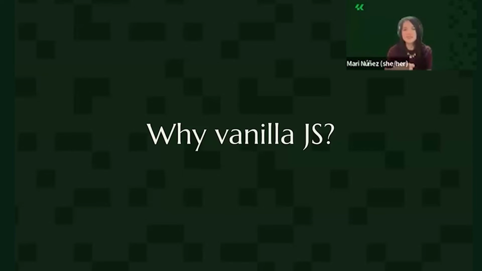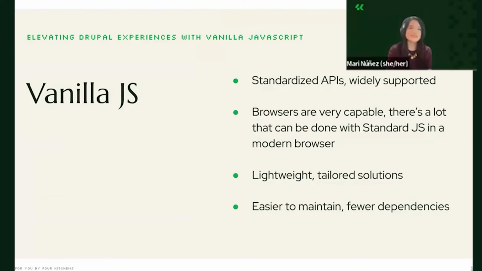So why choose vanilla JavaScript for enhancing our Drupal sites? First, it is built on standardized APIs that are widely supported across all modern browsers. This means we can rely on consistent behavior without worrying about heavy frameworks or external libraries. It allows us to create lightweight and tailored solutions. We only write the code we actually need instead of bringing in unnecessary third-party libraries that do far more than we will ever use. And finally, it is easier to maintain. Fewer dependencies mean fewer updates.